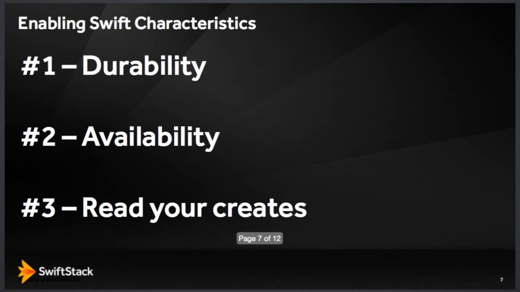So these are a few of the principles inside of Swift that we're using for persistence to build the file system access. It's a highly durable system, it's highly available, and we have this property inside of Swift that if you create a new object, you're going to be able to read it right then.